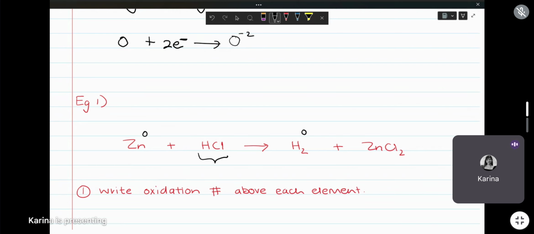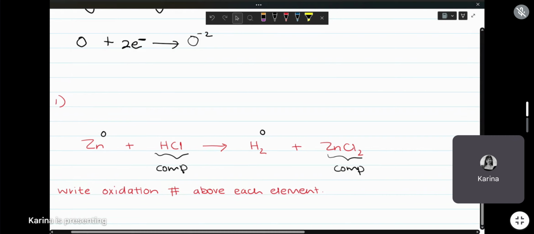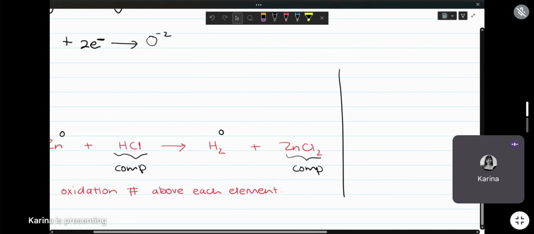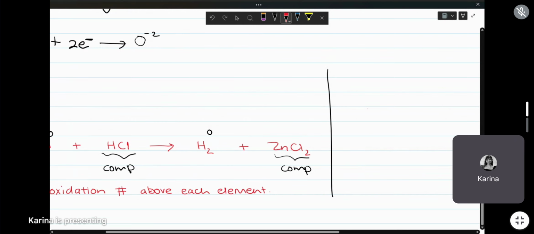If you look at hydrochloric acid, HCl, those are two different elements coming together. So this is classified as a compound. Let's just write it here. And same with this, right? It's a compound, which means you're going to have to do a little bit of work to find out what is its oxidation number. So I'm going to do it on the side here. Let's start with HCl.